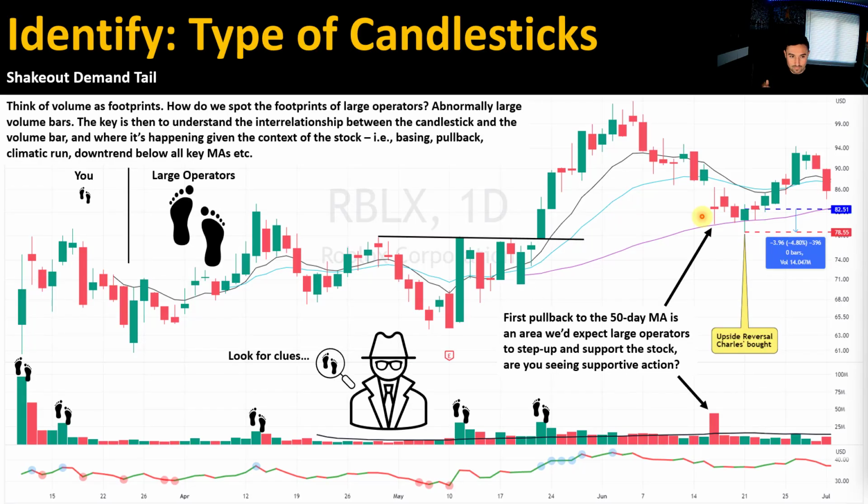So here we go. Think of volume as footprints, and we're now looking at shakeout demand tails using the RBLX example. How do we spot the footprints of large operators? Abnormally large volume bars. The key is to then understand the interrelationship between the candlestick and the volume bar and where it's happening given the context of the stock, i.e. basing, pullback, climactic run, downtrend below key moving averages, etc.